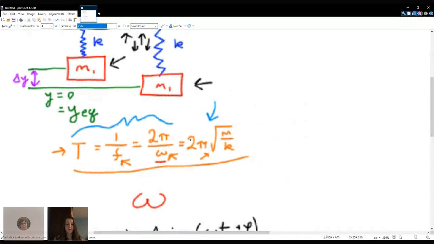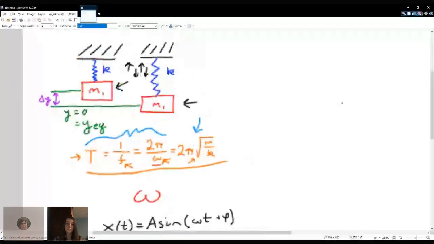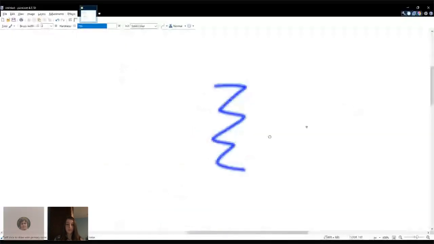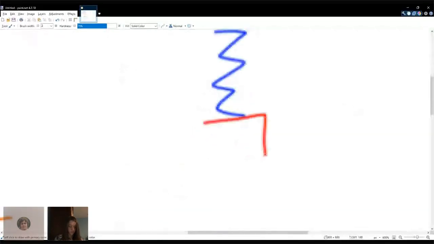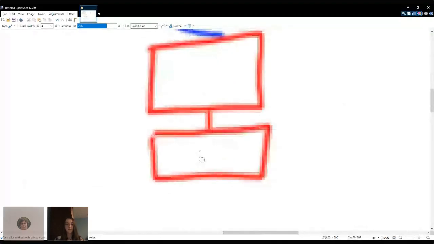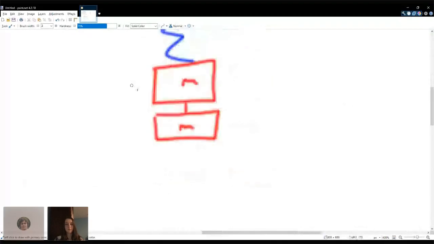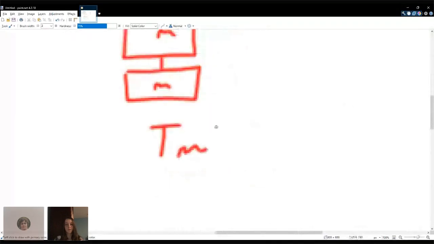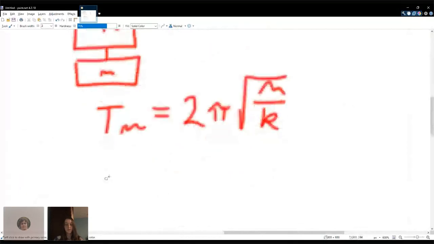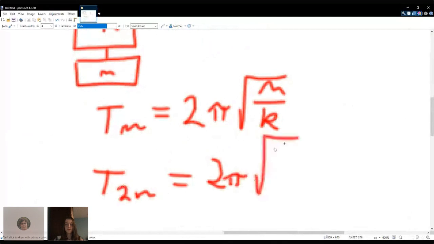So a question they could ask is, let's say you have just a typical mass on a spring, and then you add another mass. So this is mass m, this is mass m. The period when it's m is 2 pi times the square root of m over k. But the period when you double that mass is 2 pi times the square root of 2m over k.